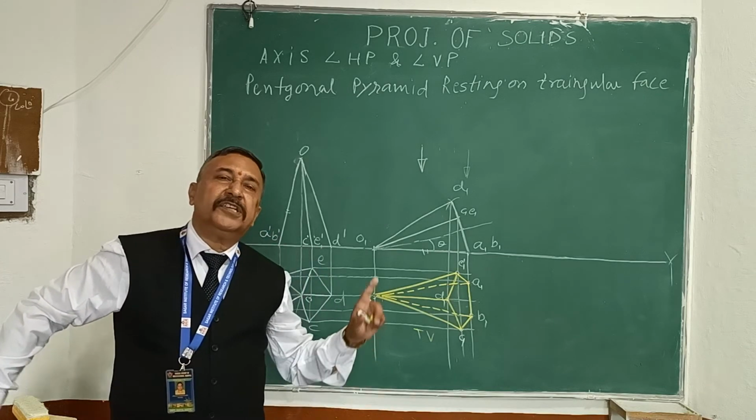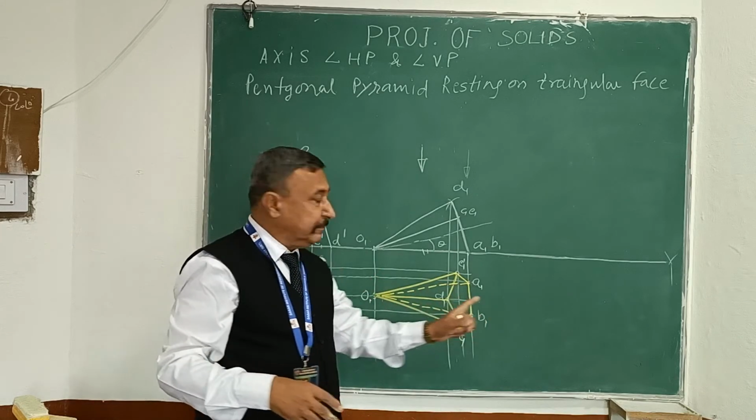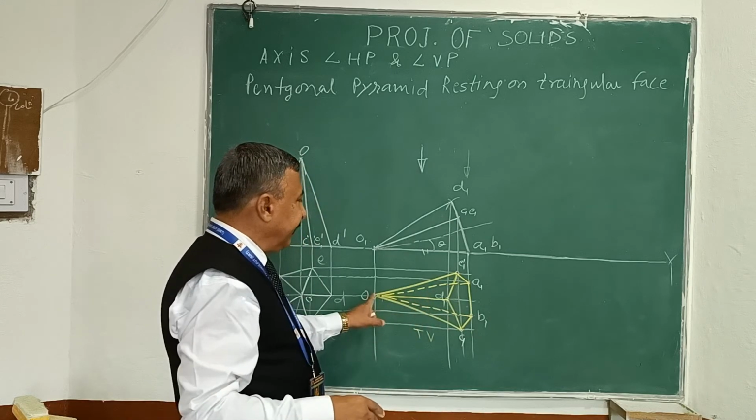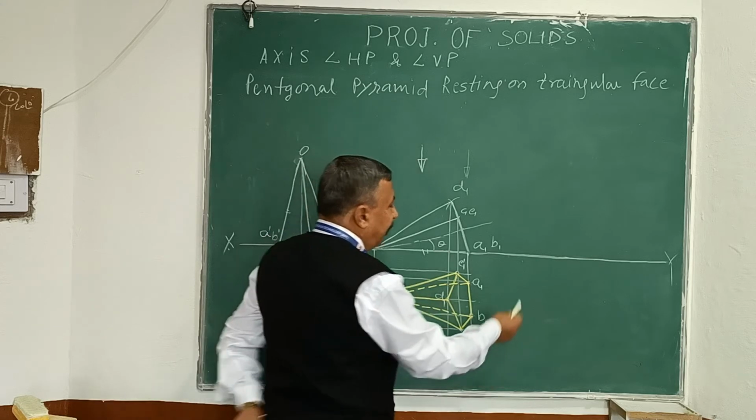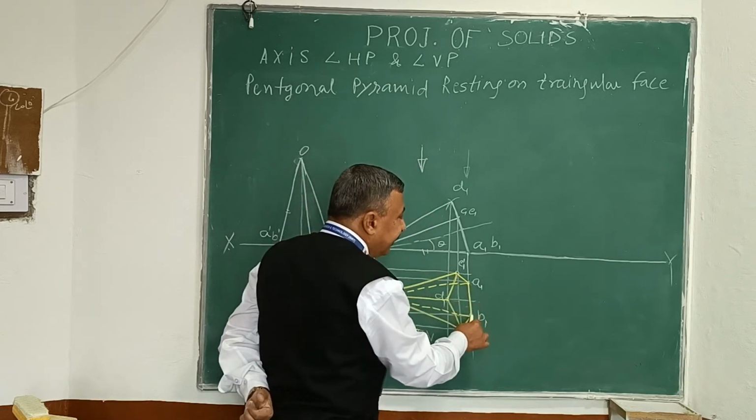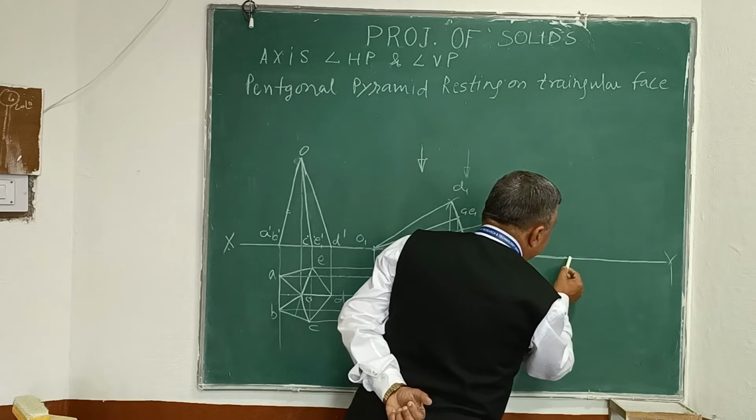So whatever the position is given, you can draw. I am going to draw here, axis is away from VP. So when axis is away from VP, we have to incline this edge. So we take here inclination.